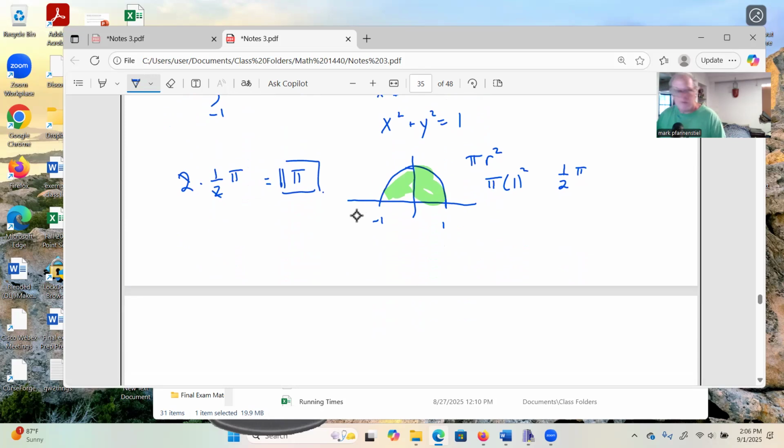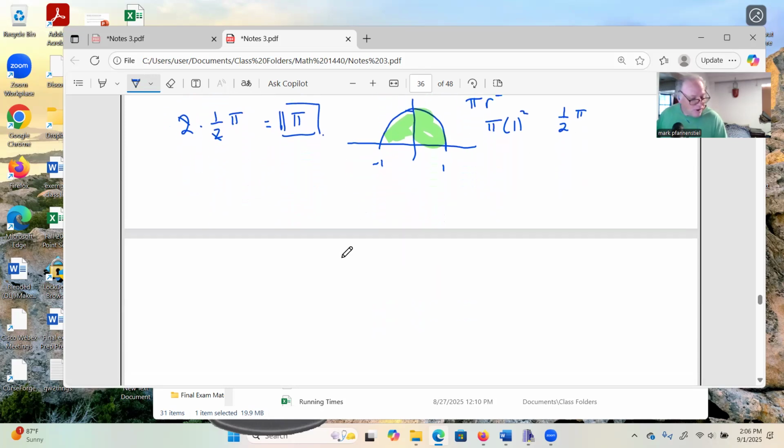Let's do one more, and we're going to integrate 1 over x, going from -4 to -1 dx. And again, we have 1 over x dx. This is going to be the natural log of x. And we're going to go from -4 to -1.